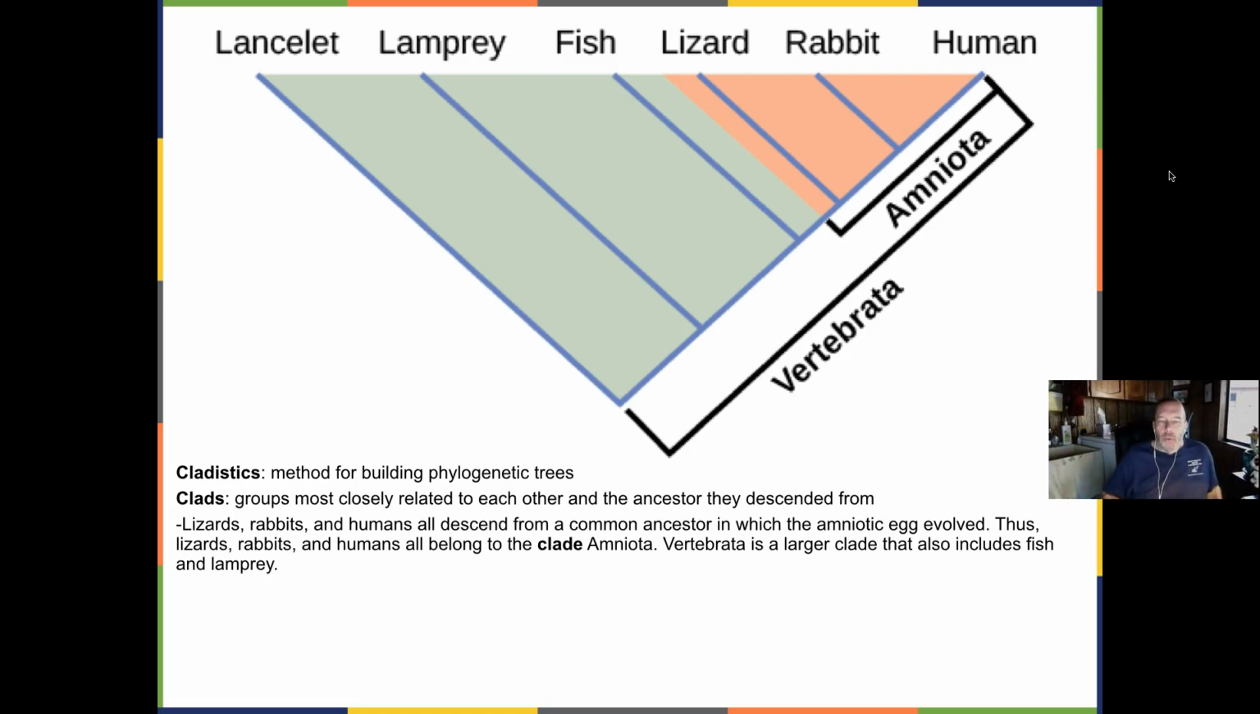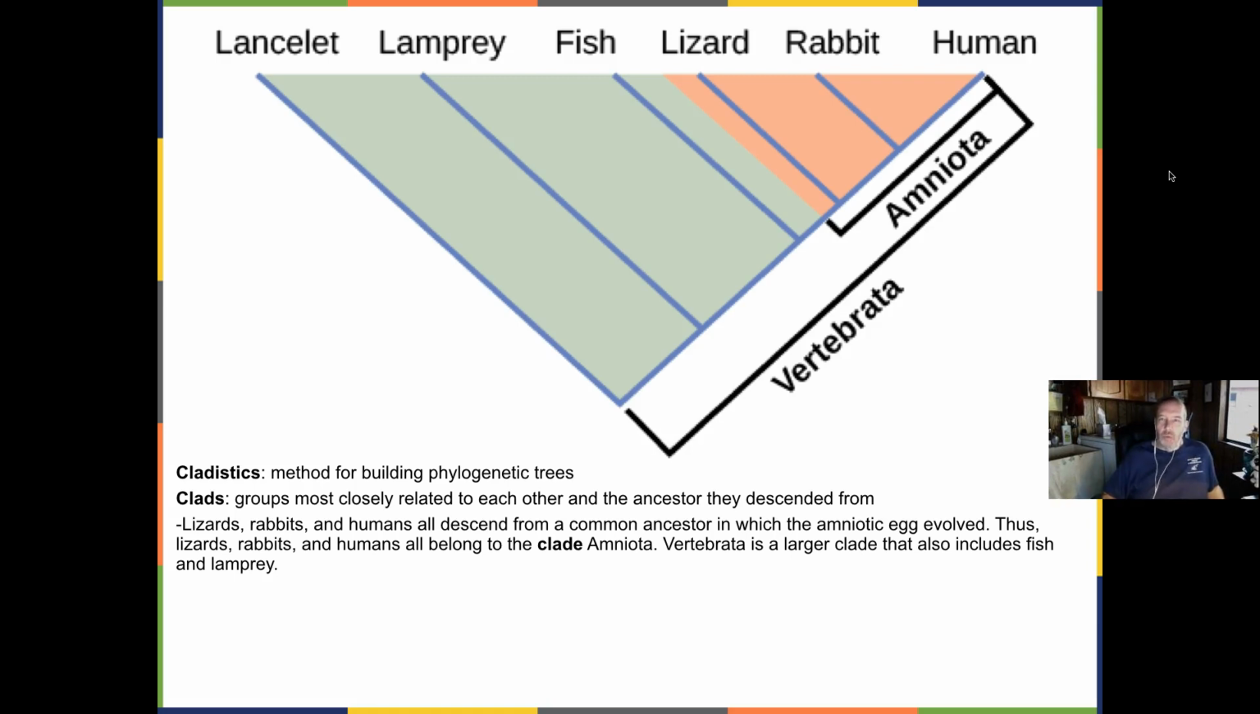A couple more terms here as we wrap up this chapter. Cladistics is a way that we build phylogenetic trees. And by that I mean we put living things into groups that we call clades. These are groups that have more similar ancestry to each other. Lizards, rabbits, humans all descended from a common ancestor that had an amniotic egg. Therefore, we all belong to a certain clade. In this case, it's been termed Amniota.